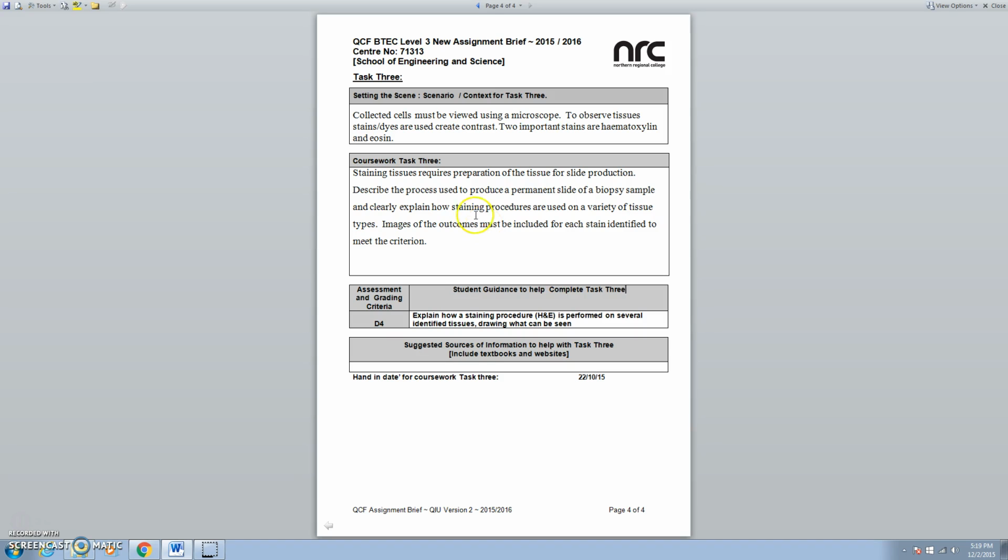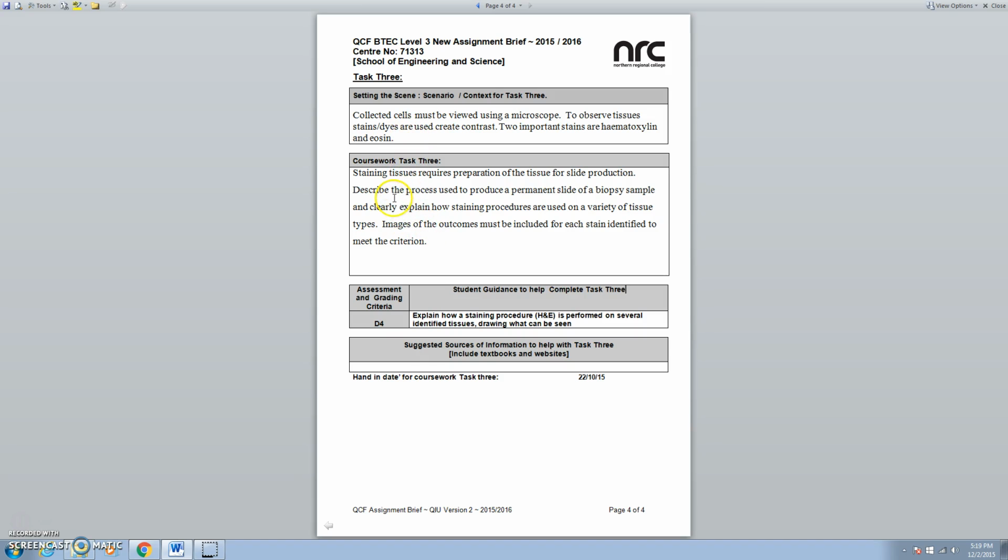Task number 3, collected cells must be viewed using a microscope. To observe tissues, stains and dyes are added to use contrast. As we have done before, we have looked at crystal violet staining, and it's used to pigmentify different structures and highlight different areas within bacteria, for gram-positive and gram-negative bacteria. In this case, we're looking at the H&E stains and its purpose.